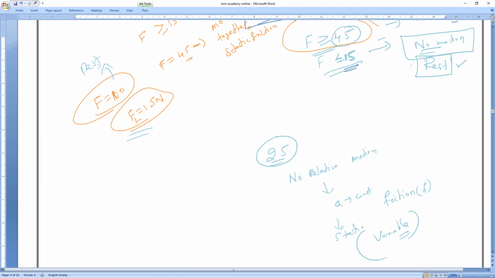Now, 10 applied, no motion. 25 applied, they move together. If, for example, F applied is greater than F maximum, and F maximum is 45, and the applied force is 50 newtons, then what will happen? Do both move together or separately? They move separately. So by that time, kinetic friction or static friction? Kinetic friction.